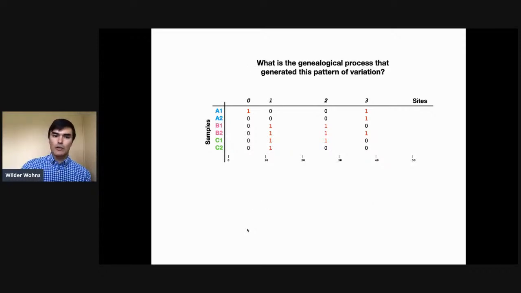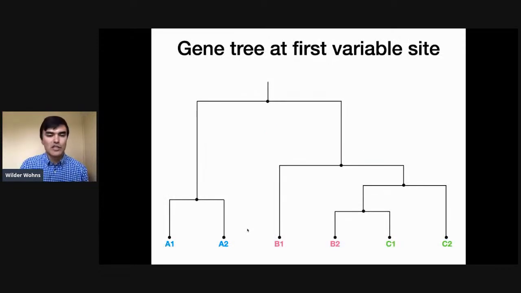All right, so we said we want to know what's the genealogy of our 6 Seattle chromosomes. How are they related to each other? What generated this pattern of variation? I'm not going to talk about inference today. How you would infer that is going to be the subject of Jan's talk next month. But let's just say we have a crystal ball and we know what the gene tree at the first variable site is. And here's our gene tree. We have our 6 chromosomes. We see how they share common ancestors back in time, back to this common ancestor of all of them.